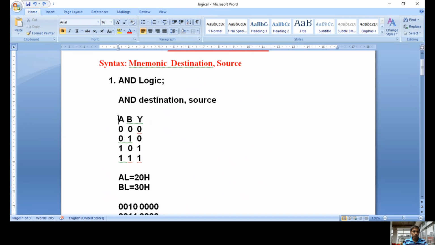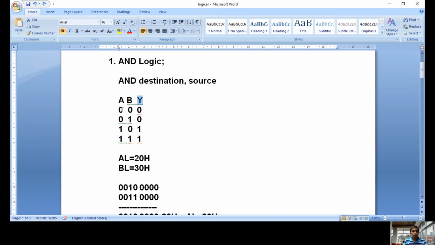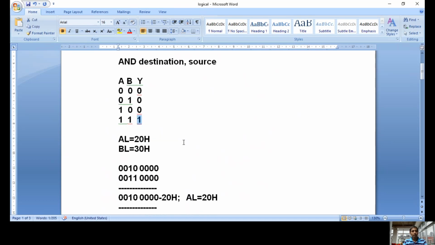In AND logic we have two inputs and one output. For two inputs we have four combinations: 00, 01, 10, 11. For AND logic, the output is 1 only when both inputs are ones. Otherwise, if any one input is 0, the output is also 0. Only when both inputs are ones is the output 1.